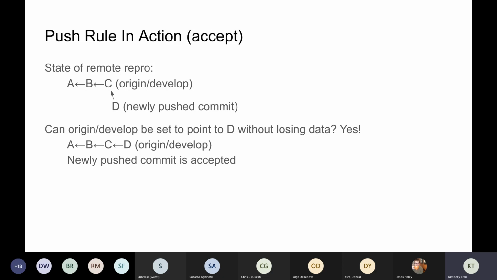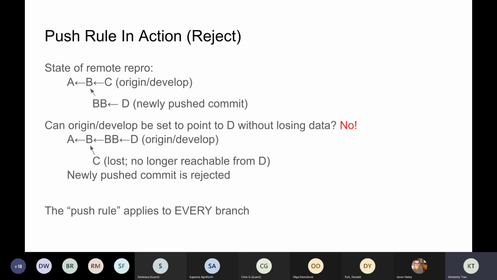Okay. So the other case is the reject case. This is a more complex diagram. Here is the remote repository. Basically, you were at B, someone else pushed C, and you pushed B, B, and D. When you try to push this, you want your shape to take precedence, right? If you do it and set origin develop to D, C is lost because it's no longer traversable from D itself. You can go to B, B and A, but you can't get to C.